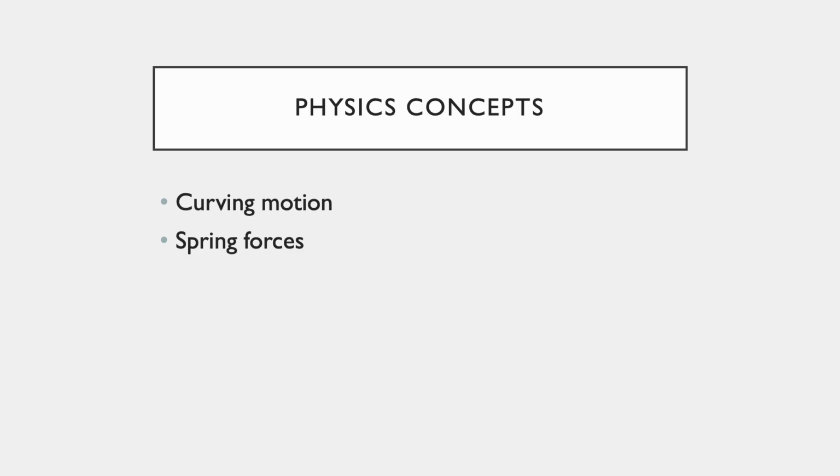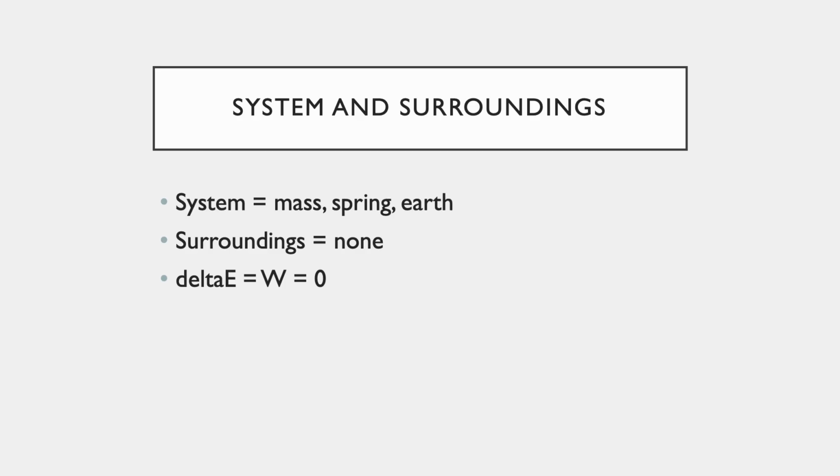An important physics concept for this problem is spring forces. The tension force from the rope acts as a spring force, so we can use spring potential energy and have nothing in our surroundings, so there's no work or external forces. This is good so we don't have to calculate for a tension force in the surroundings. The system is the mass, the spring, and the earth, and there is nothing in the surroundings. This means that there is no work in the surroundings, and delta E equals W, which equals 0.